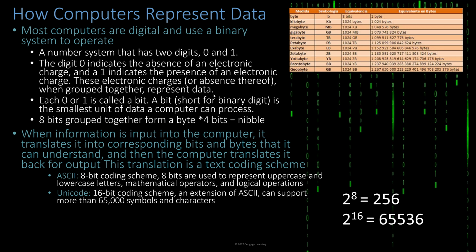Now, what did we do with these bits and bytes? Well, back in the day, we had a character system called ASCII, which was an 8-bit coding system. 8 bits are used to represent upper and lower case letters, mathematical operators. Now, if you notice on the right here, because our number system is either a 1 or a 0, there's 2 possibilities. That's representing the 2 right here. 2 to the 8th gives us 256 possibilities.